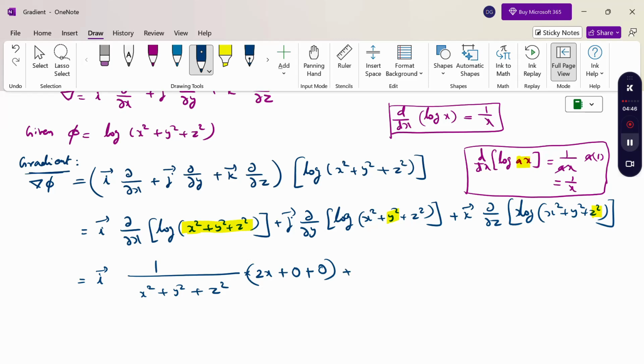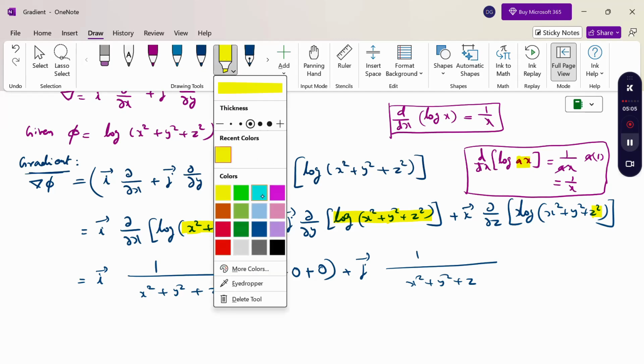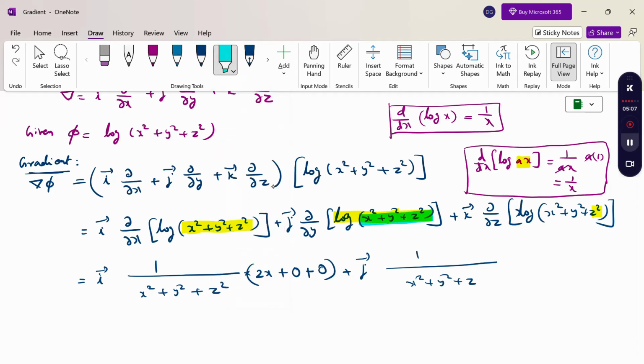Plus j vector. For here, the whole derivative of log is 1 by (x square plus y square plus z square), into the differentiation of the variable only. So what is the variable? Now see, this is the variable. The variable differentiation: x square is constant, 0, plus y square differentiation 2y, plus z square constant, 0.